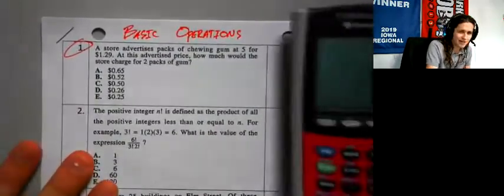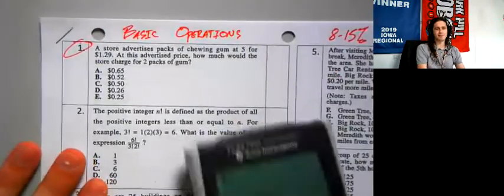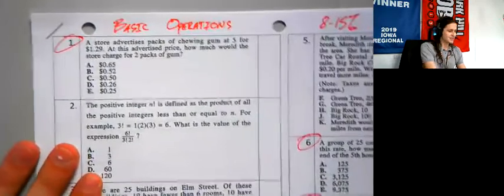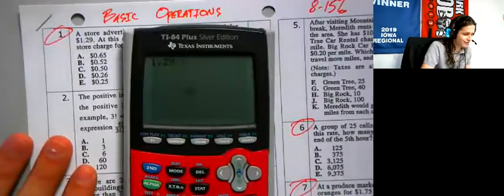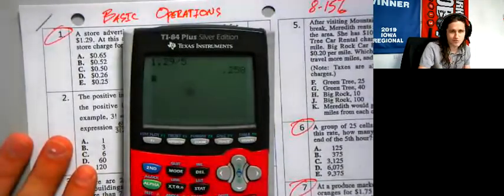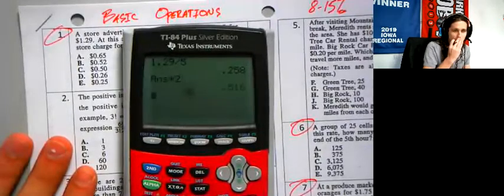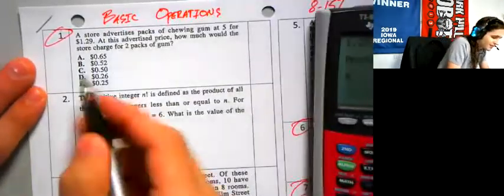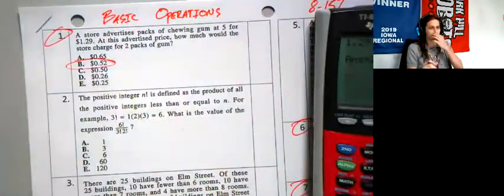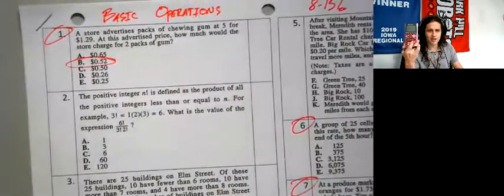So, a store advertises 5 packs of chewing gum for $1.29. At this price, how much would the store charge for 2 packs of gum? If you don't have your calculator, I'll go get it out. I'm going to type in $1.29. Oh, I got 5 of them, so divide by 5, and that's how much it is for 1 of them. Great. And if I'm going to buy 2 of them, multiply by 2. Hopefully you can very quickly say, okay, that's going to be 51.6 cents as an amount. Great. Can you do some quick stuff in your calculator?